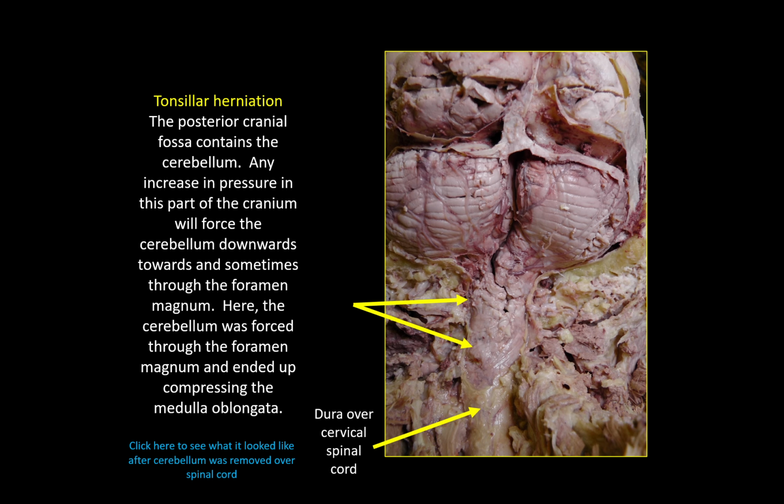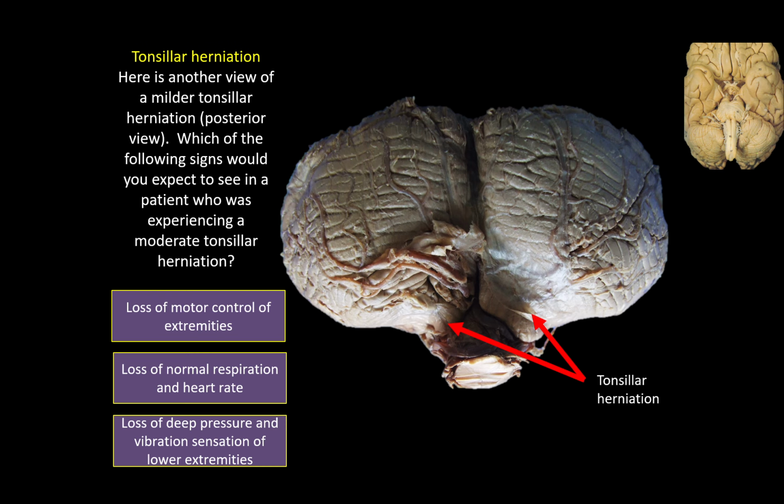And so you can see the spinal cord down here, and this is the location of where the medulla oblongata, the most inferior aspect or caudal aspect of the brainstem. And these tonsils, as they protrude down, they actually compress the medulla oblongata. And so it causes symptoms in patients and ultimately death.